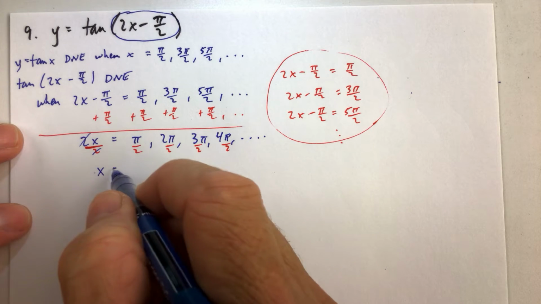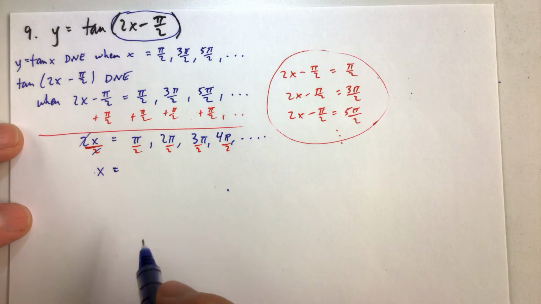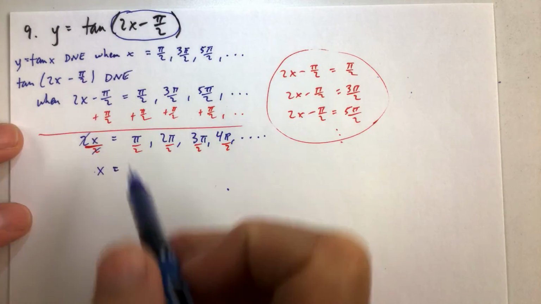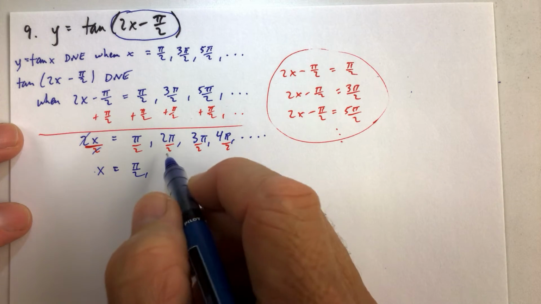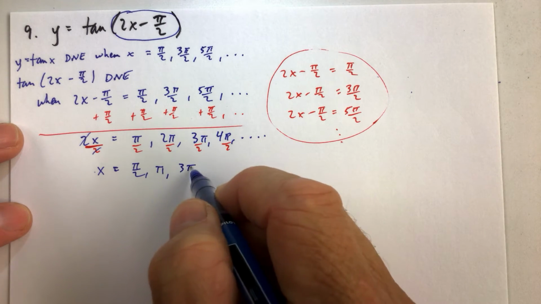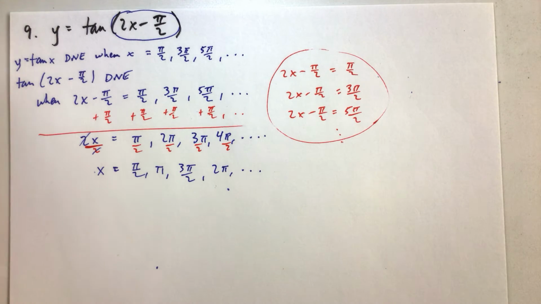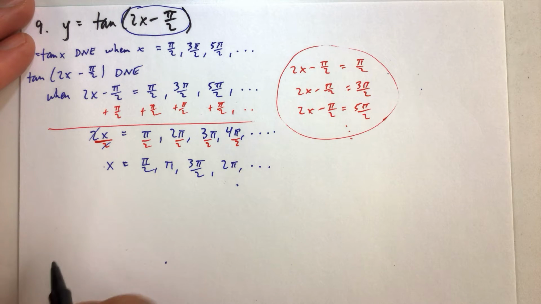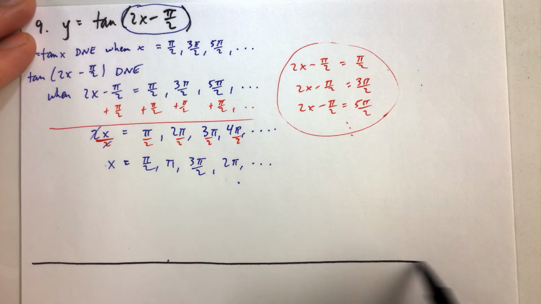And now we have our sought after x values, the real numbers for which the tangent of this expression will be undefined. So x is pi over 2, 2 pi over 2, which is pi, 3 pi over 2, and 2 pi. Okay, so we have identified where this tangent function is undefined. And let's put that right here.